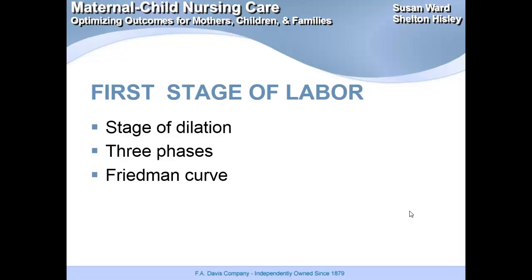The transition phase, this is the most intense. The contractions are every 2 to 3 minutes. They're lasting 60 seconds to 90 seconds. And this is when the cervix is dilated from 8 to 10 centimeters. You can use a tool called Friedman's curve, and that's a tool for you, so you can help identify whether the labor is progressing normally. Every labor is different, and for some it's hours and hours, and for others it goes quickly.